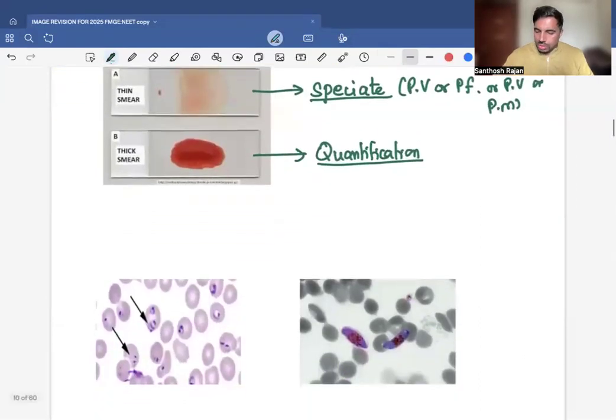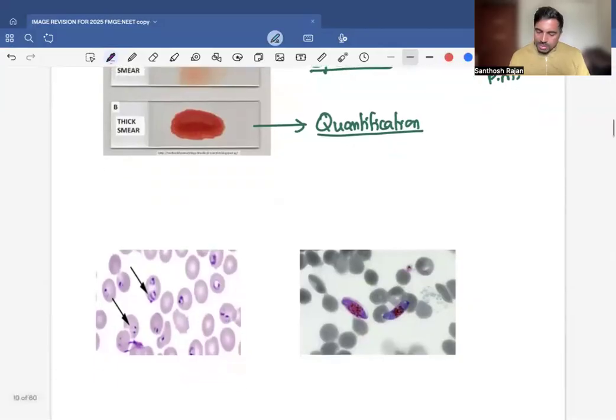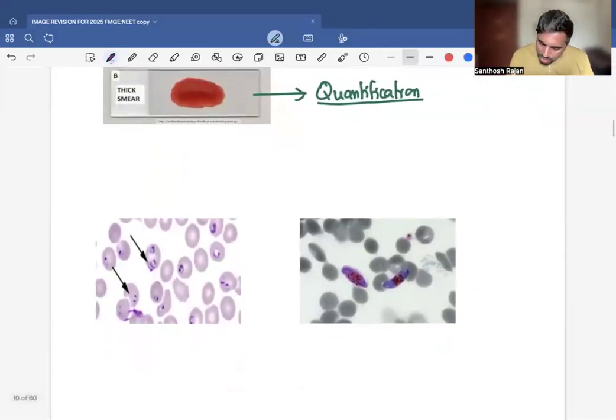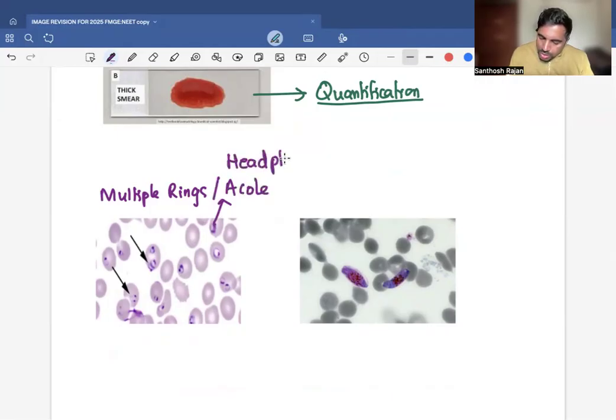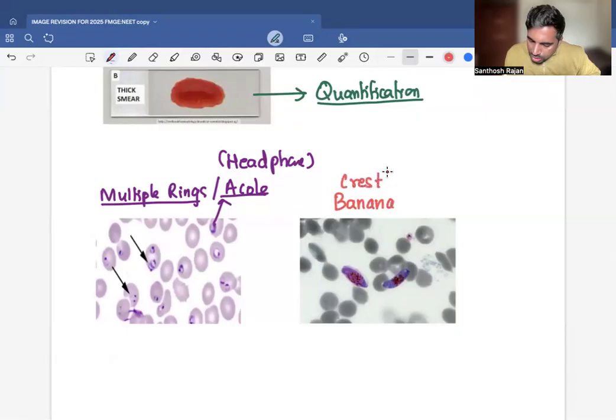That's it. Now, this picture is very, very important here. This is a blood smear, and you see multiple rings. When there are multiple rings, plus this one looks like an accole. They call it the accole form. Accole is basically headphone form. So headphone or accole, multiple rings, and very, very important, banana or crescent shaped gametocyte. If you see this form, that is your Plasmodium falciparum.